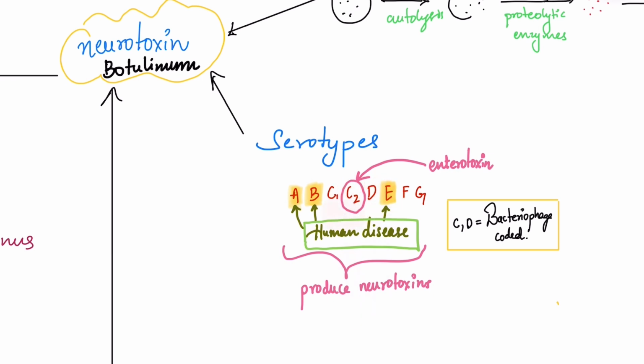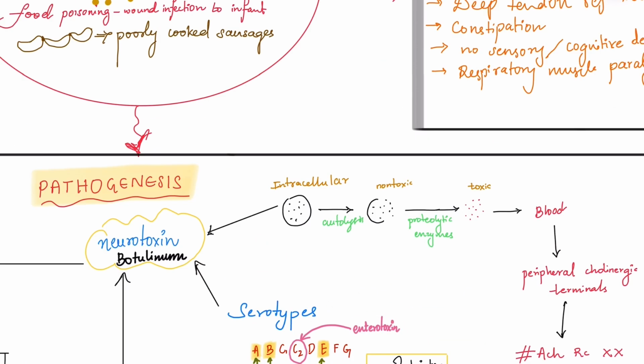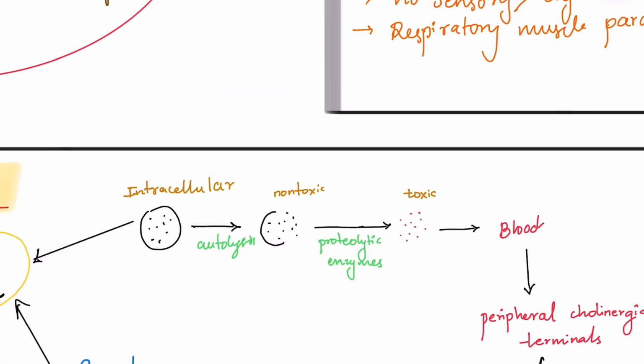Out of these 8 serotypes, A, B, and E cause human disease, most severely being serotype A. All serotypes produce neurotoxins except C2, which produces enterotoxin. Botulinum toxin types C and D are bacteriophage coded. BT differs from other enterotoxins in that it is produced intracellularly. The botulinum toxin is produced intracellularly and not secreted and appears outside only after autolysis of the bacterial cell.